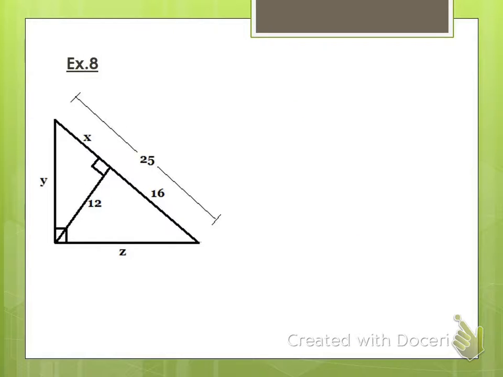Last one involves 3 variables. Which one do you want to find first? Okay, and if we're finding x, which method do you want to use? We could find x using the heartbeat method. Somebody new, give me the proportion there. Caleb? 16 over 12 equals 12 over x. Okay, that would work.